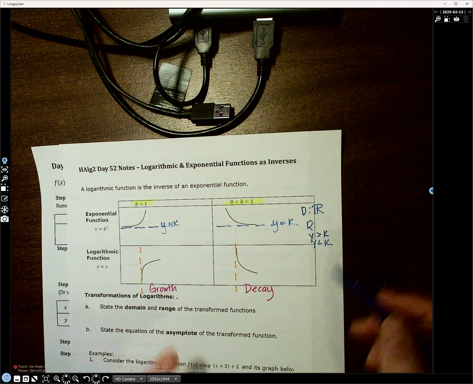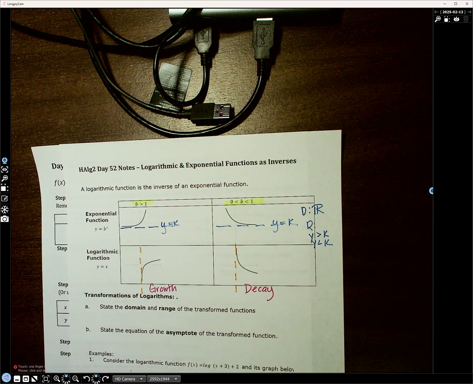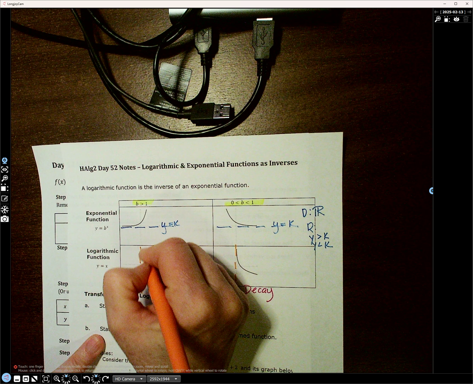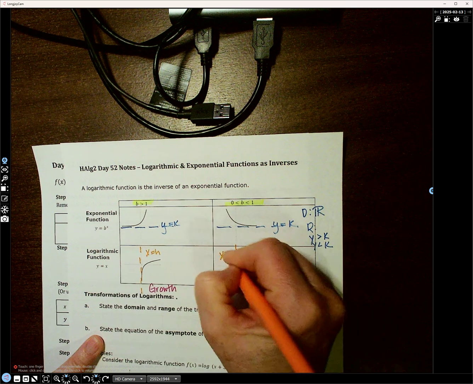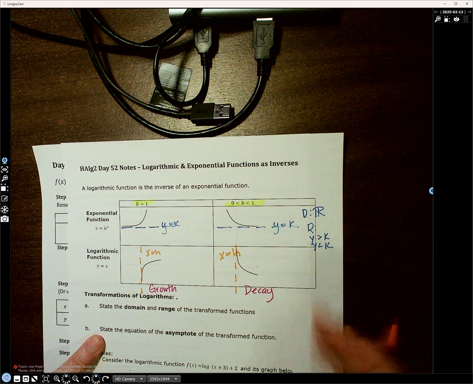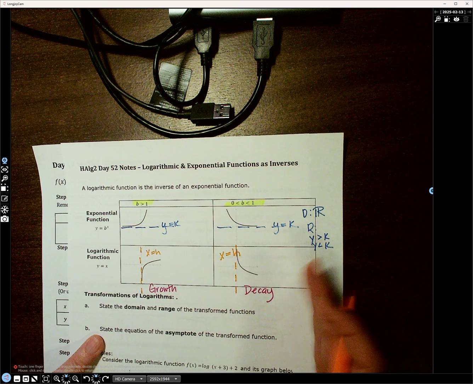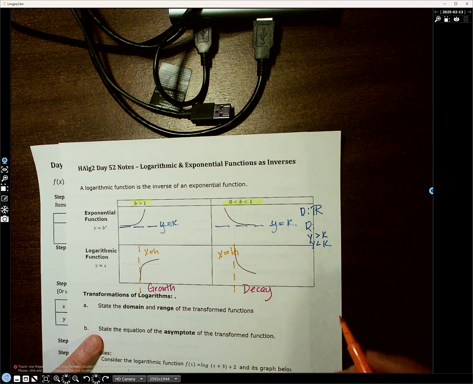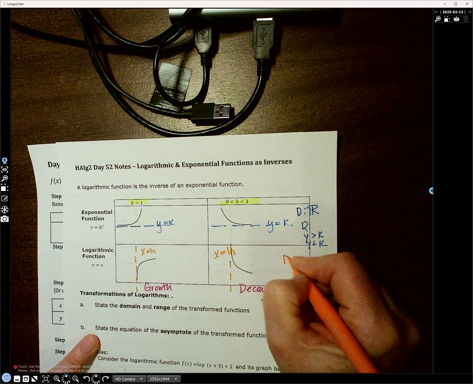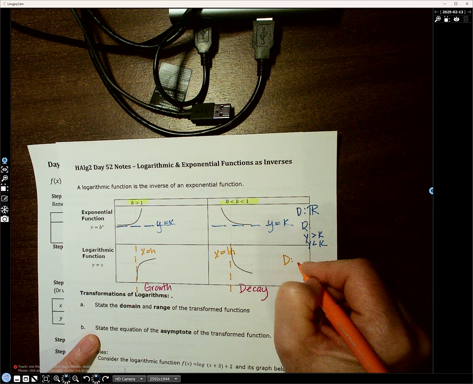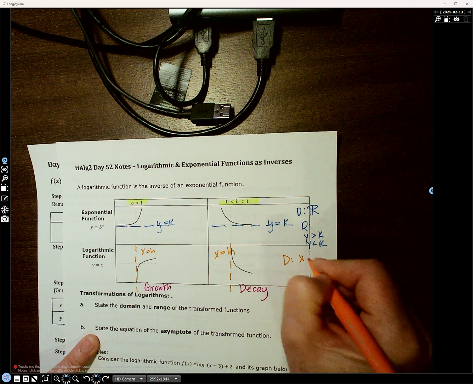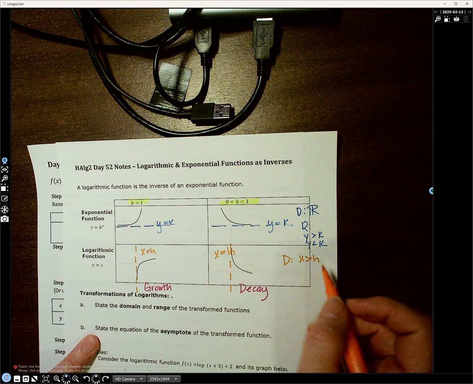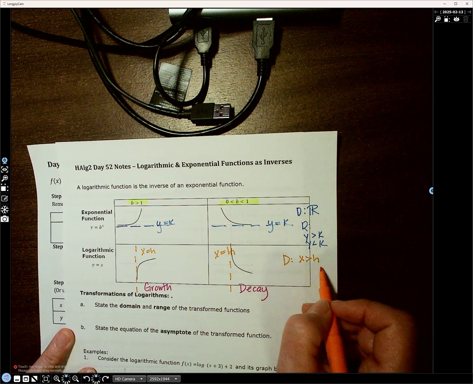Okay? Whereas with a log function, your domain is not all real numbers. First of all, let's say this. This asymptote is x equals h, because the graph shifts left, right, with h, and that's what determines our vertical asymptote. So when we're talking about domain and range, the domain is going to be x is greater than h. That's what it's always going to be. I mean, you can shift it to the other side, but we're not going to do that this year. So our domain is going to be x greater than h.